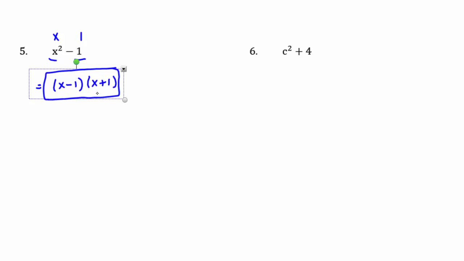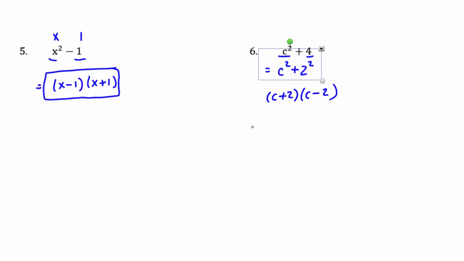How about number 6? c squared plus 4. Again, this is a binomial. Oh, these are squares. This is c squared plus 2 squared. My question is, can you factor this as c plus 2 times c minus 2? Will that work?